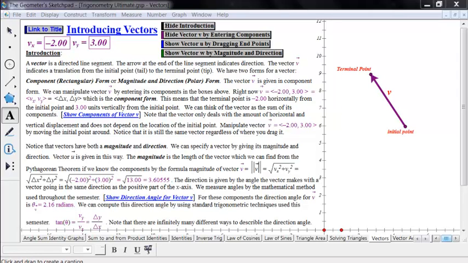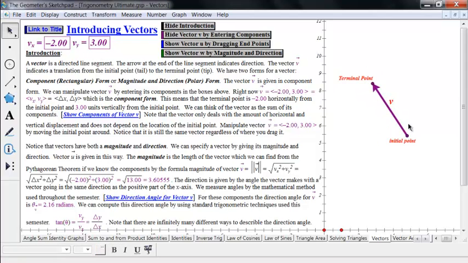So we're going to be introducing vectors. A vector, we can think of it geometrically as a directed line segment. So you see a vector right here. This purple is a directed line segment. Now the arrow on this end is not like a ray.